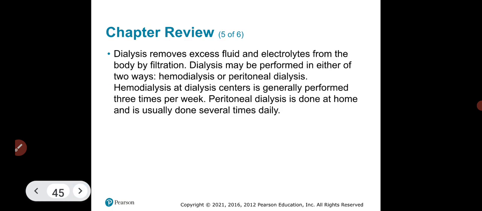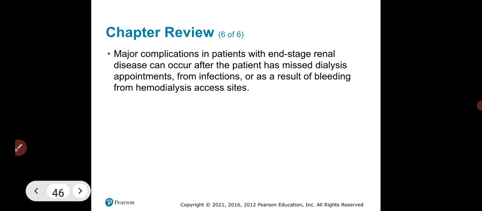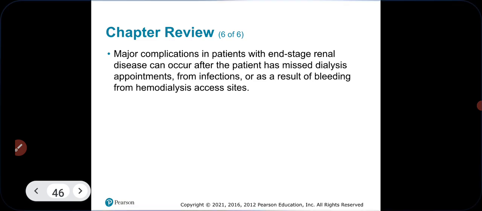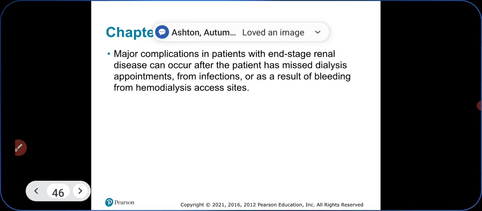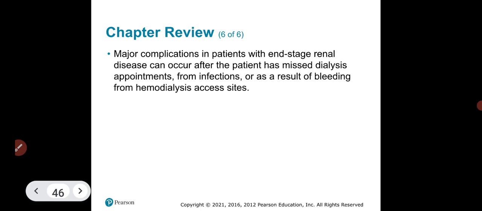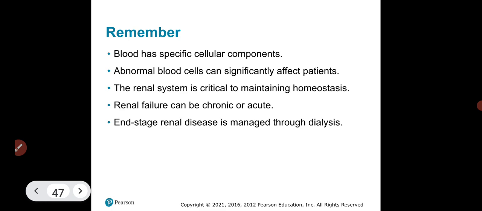All right, dialysis removes excess fluid and electrolytes from the body by filtration. Dialysis may be performed in two ways: hemodialysis or peritoneal dialysis. Hemodialysis at dialysis centers is generally performed three times per week. Peritoneal dialysis is done at home and usually done several times daily. Major complications in patients with end-stage renal disease can occur after the patient has missed dialysis appointments, from infection, or as a result of bleeding from hemodialysis access sites.